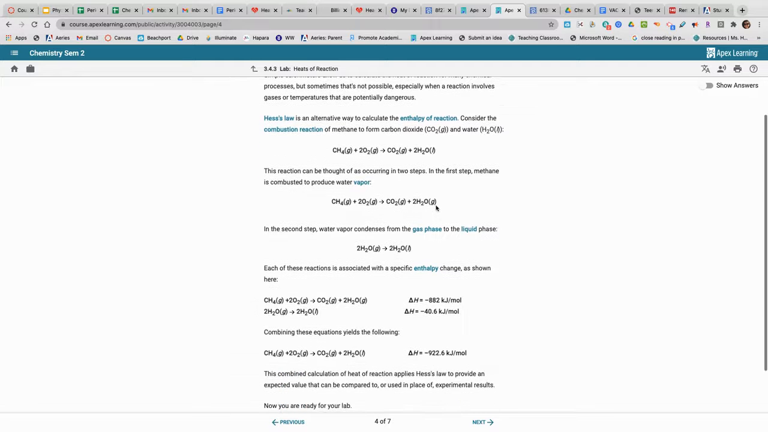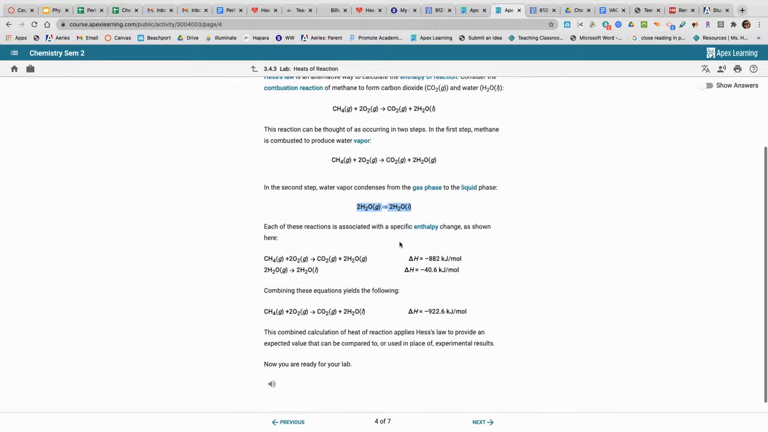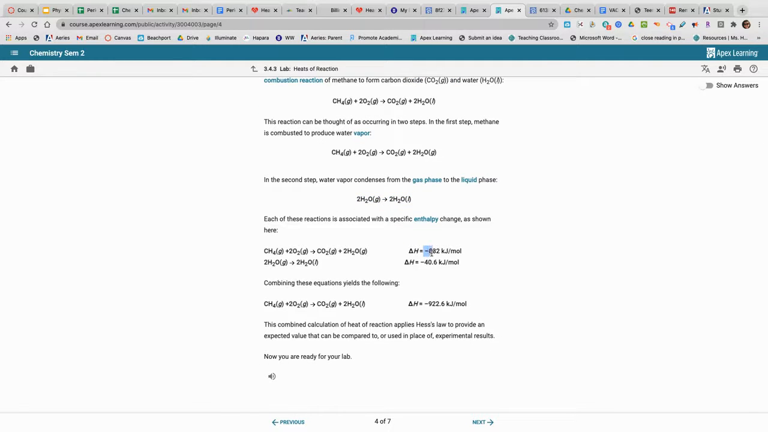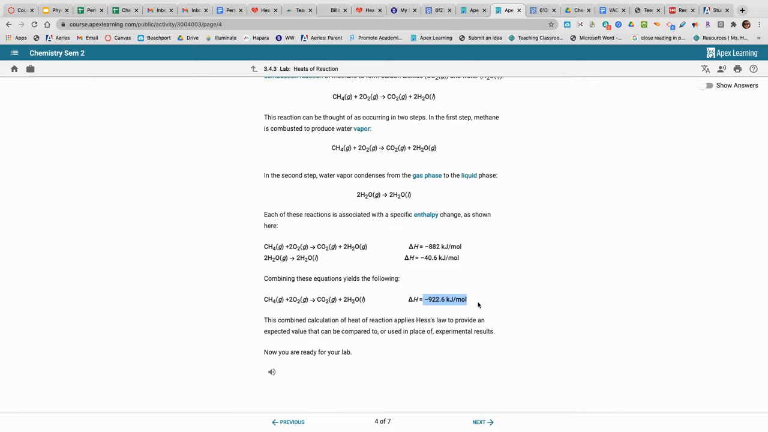Okay, this reaction actually happens in 2 steps. Because the reaction is burning so hot, the water that's initially produced is a gas. And then as it cools, that gaseous water becomes liquid. Okay, so both of those have some energy, heat energy associated with them. Notice the negative means exothermic. So you take both of those enthalpies, you would add them together, and that's how you would get the enthalpy of the reaction. Okay?